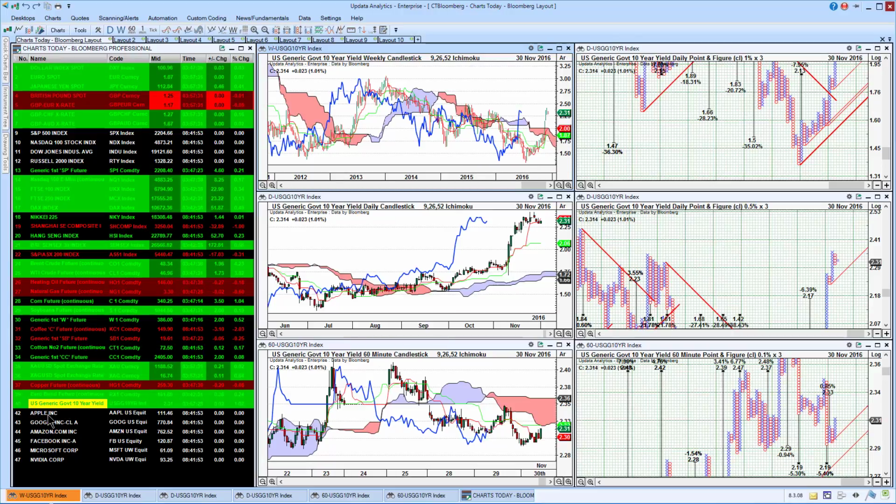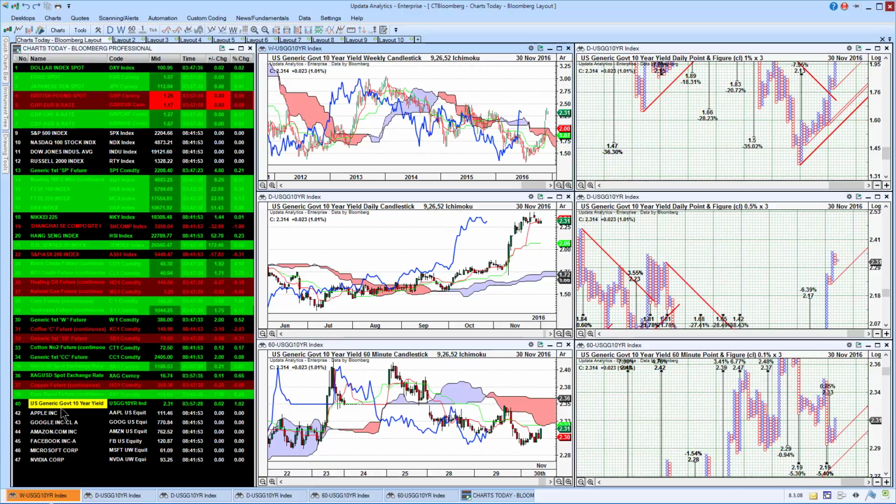Keep an eye out on the levels here. This 228 level, pretty key. If we break below that, then we should sell off a little bit more on the yield.